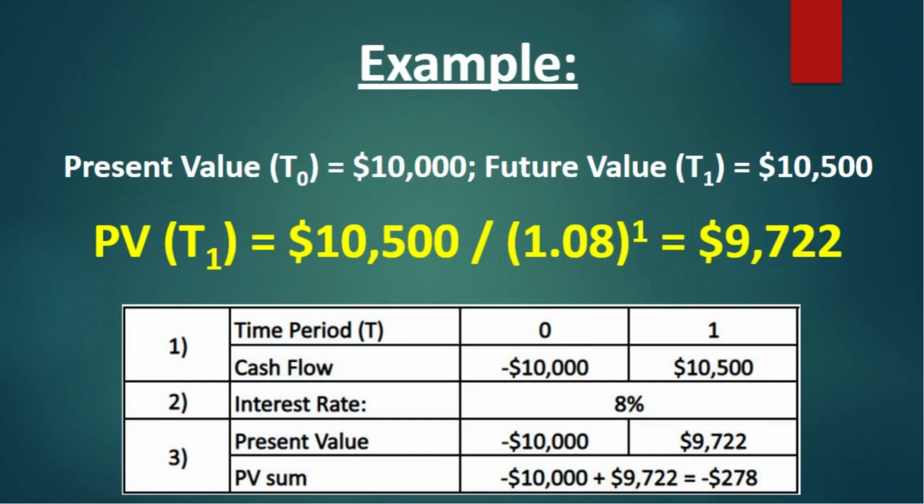Let's see an example. We invest $10,000 in solar panels, and we expect to save $10,500 on our electric bill in 1 year. The net benefit related to this investment is $500. But let's see if this is a good return or not. We follow the 3 basic steps earlier discussed. Step 1, we create the cash flows timeline. Step 2, we select the discount rate, for instance 8%. Step 3, we calculate the present values for each period.